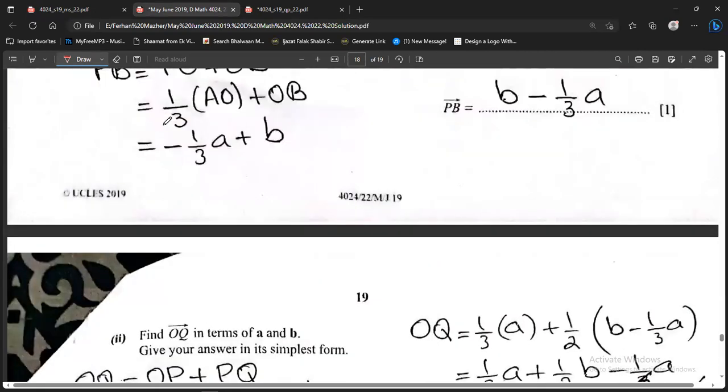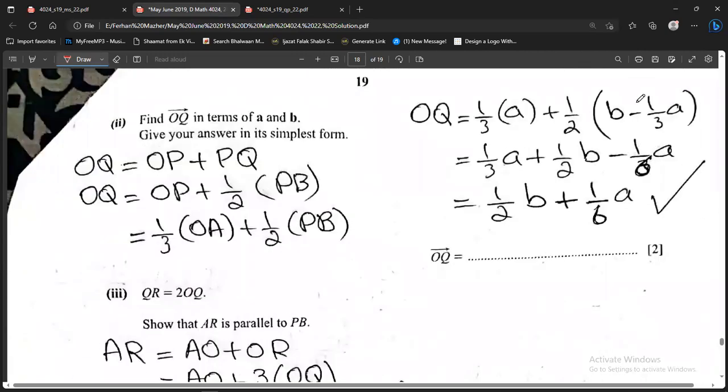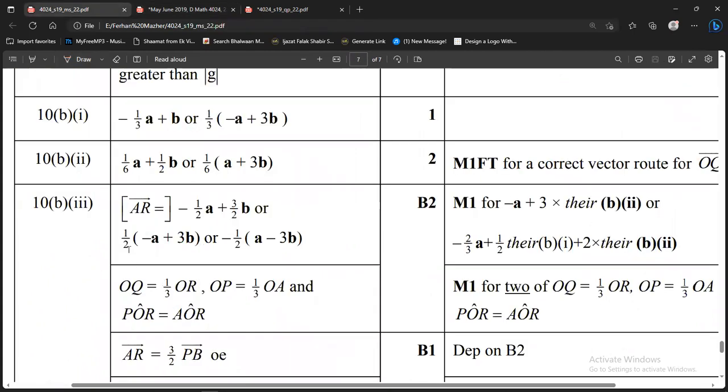We just found PB in the previous part. That is B minus 1 by 3A. So when you open this bracket, you will have 1 by 3A plus 1 by 2B minus 1 by 6A. Both these terms have A in them, so you can simplify them with each other. So 1 by 3 minus 1 by 6, that will be 1 by 6A. So your final answer will be 1 by 2B plus 1 by 6A. So our answer is right.